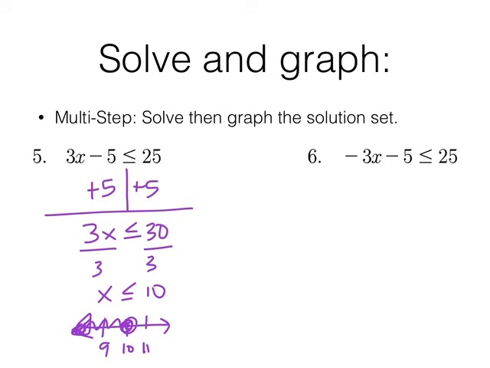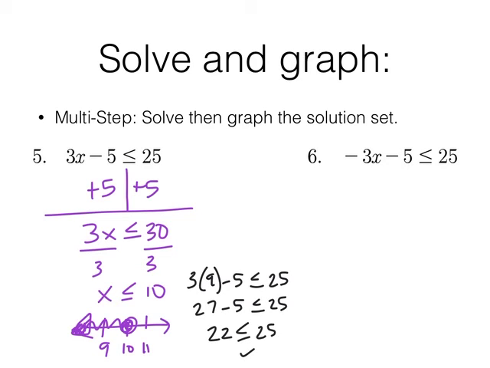And when we check that, let's plug in 9. 3 times 9 minus 5. Is that less than or equal to 25? So 27 minus 5 is 22, which is definitely less than 25. So it fits the less than or equal to.